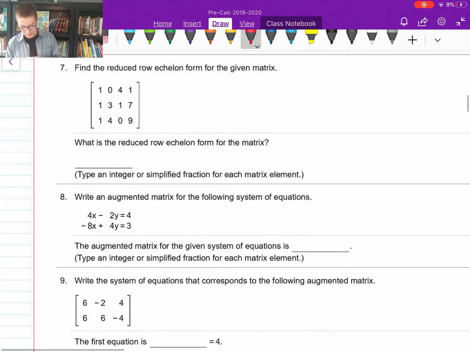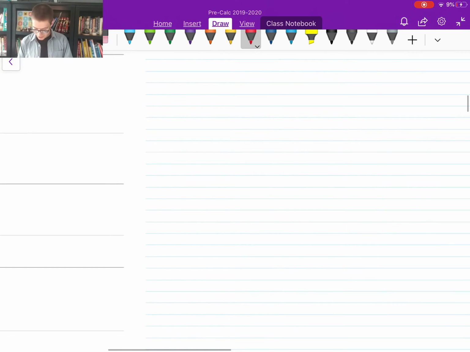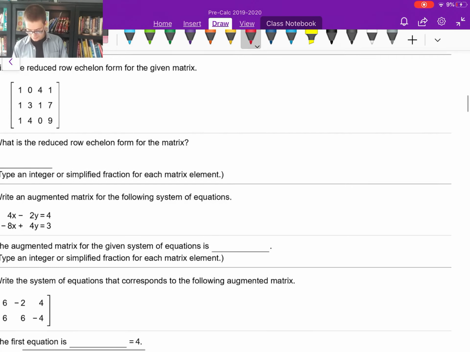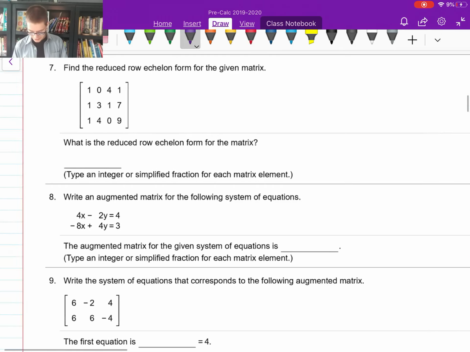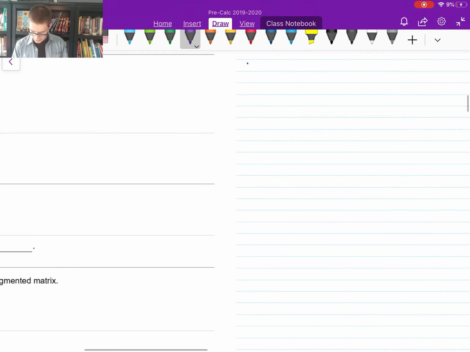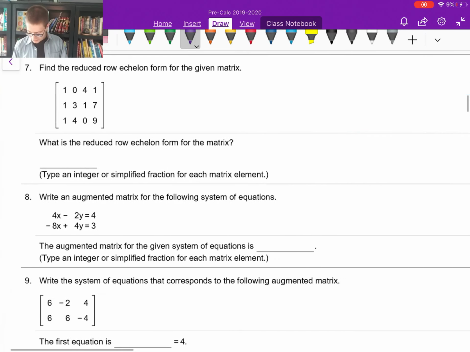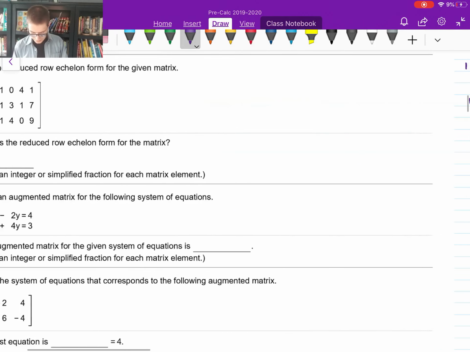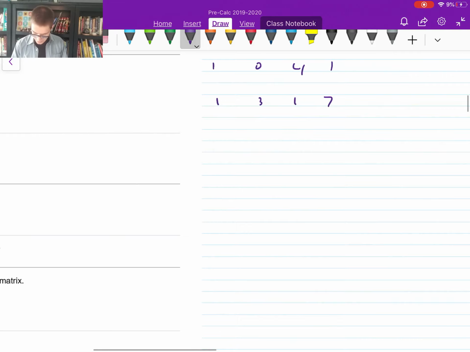Okay, 7. Write the reduced row echelon form for the given matrix. Same problem, except it's bigger and we've got to reduce it down so there's zeros on the top and the bottom. Okay, so we've got 1, 0, 4, 1. I'll try to go through this one a little more quickly, but still carefully. So we've got 1, 0, 4, 1, and then 1, 3, 1, 7, and then 1, 4, 0, 9.